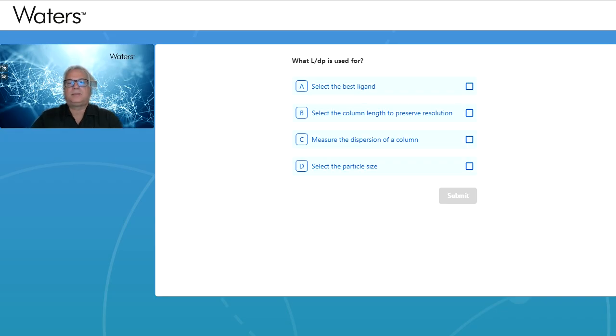Second question, what is L over dP? So again, this is something we will talk about in the next few slides, but I would like to know how many of you already know what it is. And I don't give you any details about L and dP so far. I just want to go from scratch. I won't give you too much time to answer. I will go very quickly.